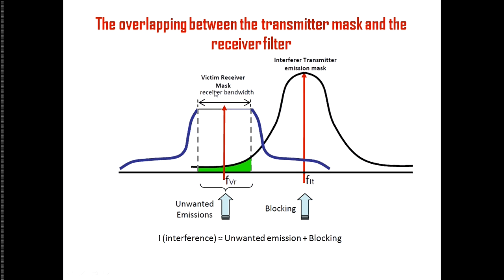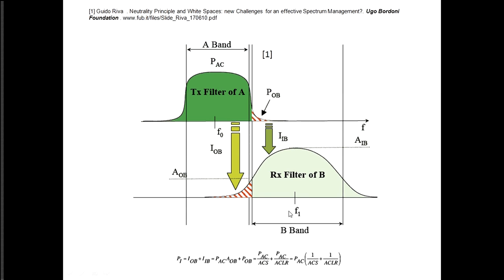So this is the mask of the interferer, which falls within the reception bandwidth, and also the mask of the receiver, which would have to block the interferer carrier to this level in order not to have interference. If it cannot, then you have interference due to blocking.